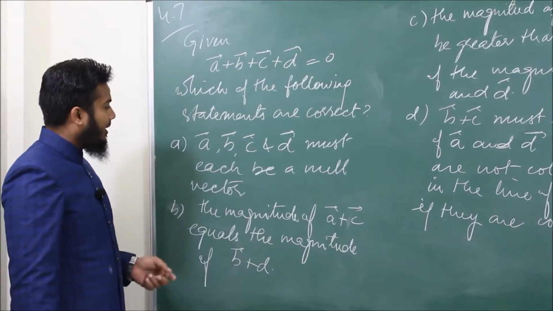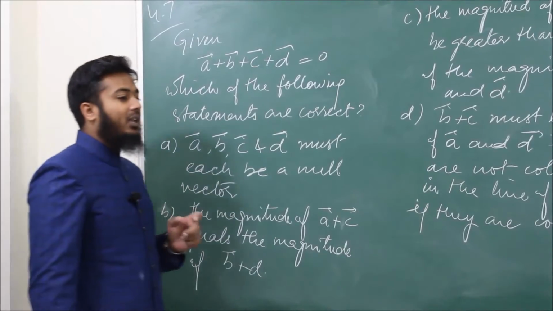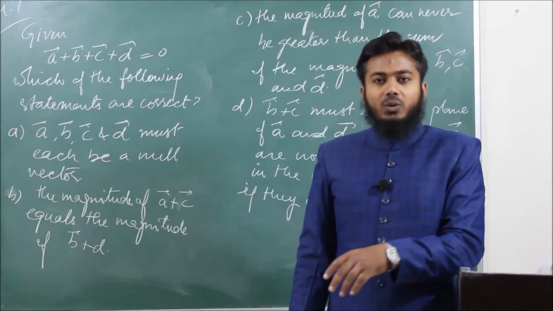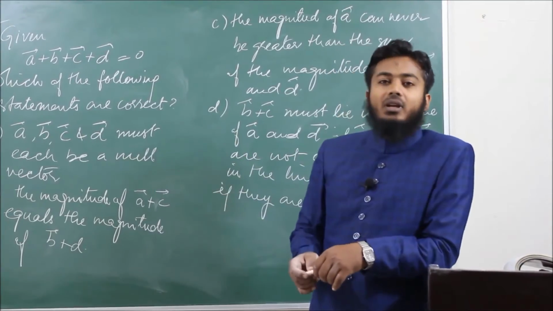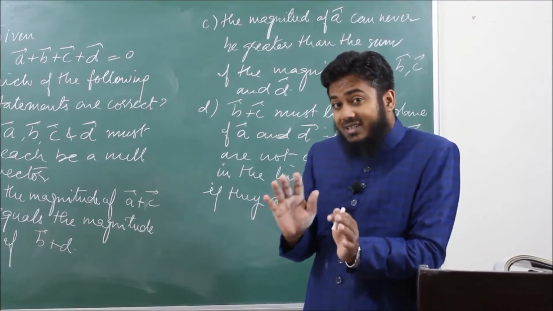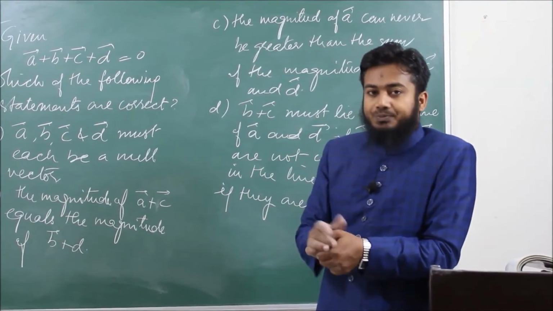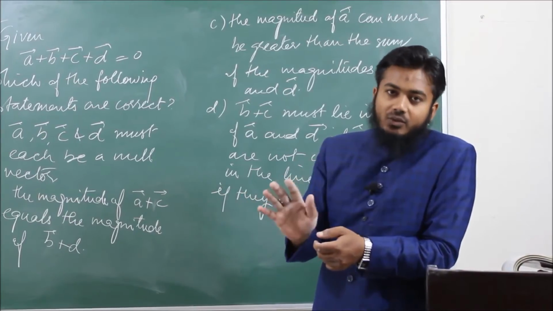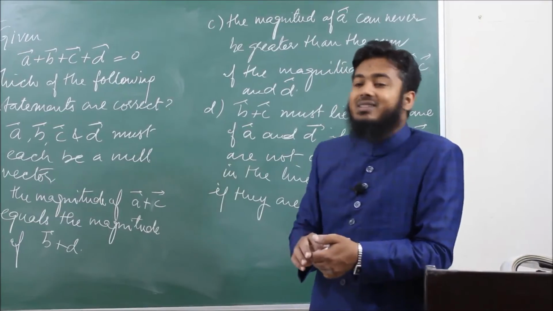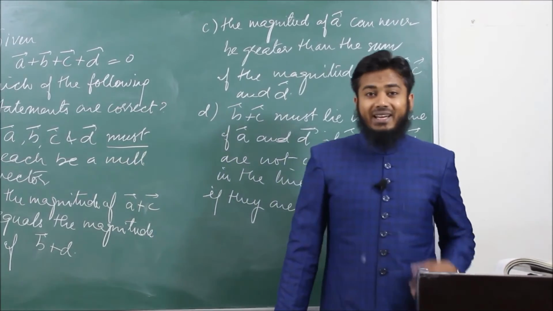Now the first statement is A, B, C and D must each be a null vector. So if all the 4 vectors are 0, then you will get the resultant to be 0. That's true, but this is not necessary. It is not necessary that all vectors are 0. If all vectors are 0, then of course their resultant will be 0, but it is not necessary. So the word "must" in the statement makes it incorrect.